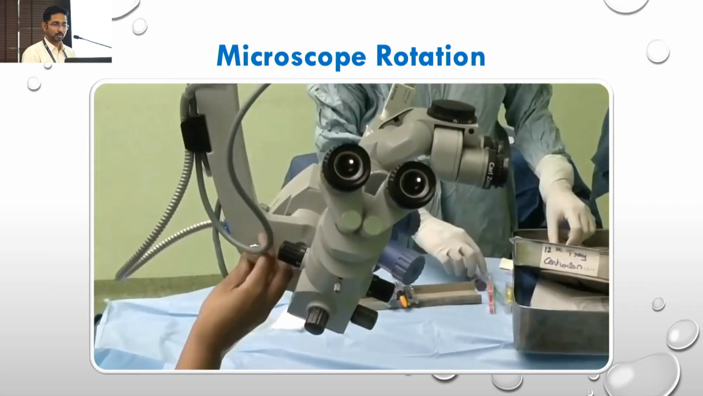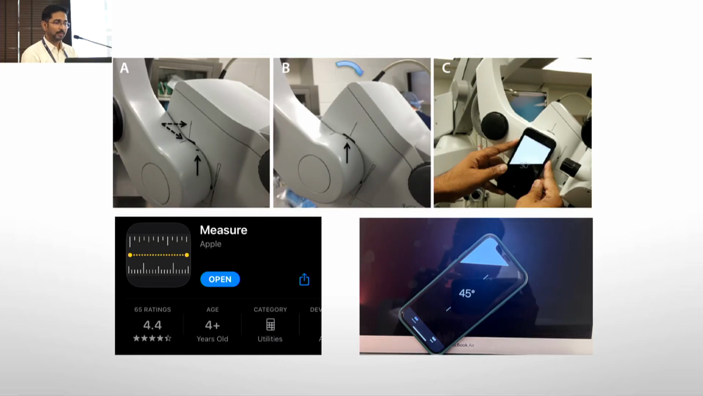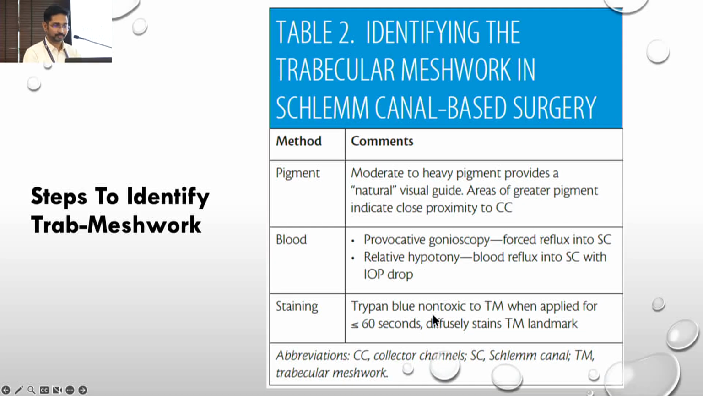So this is the microscope rotation. We mark the microscope, trying to achieve a 30 to 45 degree bend of the microscope head, and we mark it so that when the two pointers coincide, we know that it is 30 degrees. So that you don't have to mark it every time. You mark it and keep it, and every time you do it, it's aligned. And then there are specific apps which are available. This is for iOS, the Measure app, which can measure the 45 degree angle. You have the same for Android also.